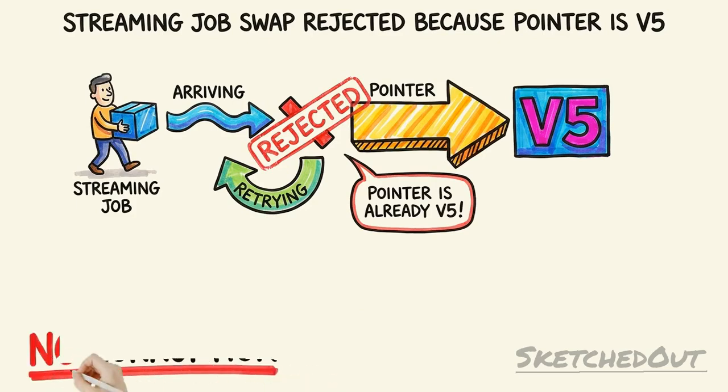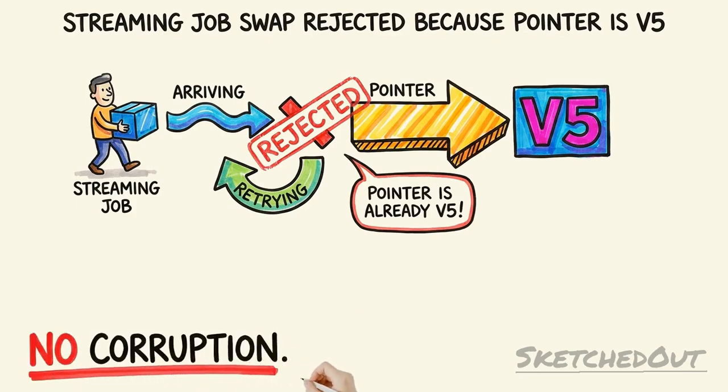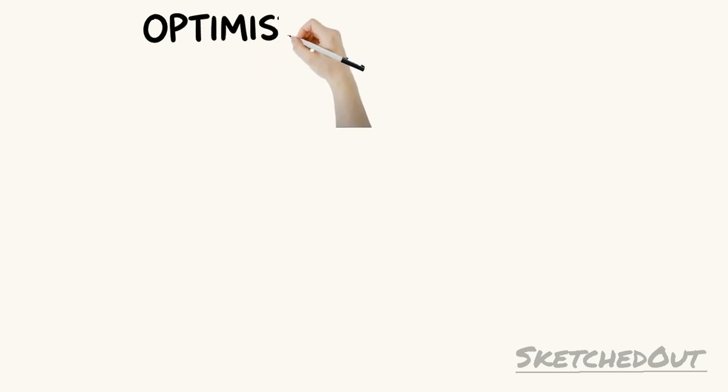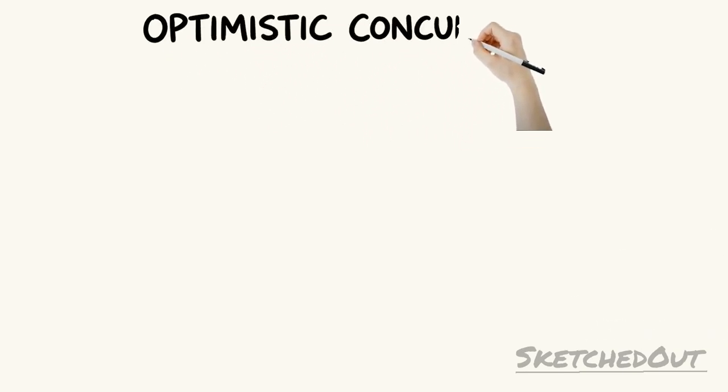The streaming job's files sit in storage, but no metadata references them, so as far as any reader is concerned, they don't exist. The job reads the new current state and retries its append on top. This is optimistic concurrency. Everyone assumes they'll succeed, does the work, and the conflict is caught at the last instant by a conditional swap only one writer can win.